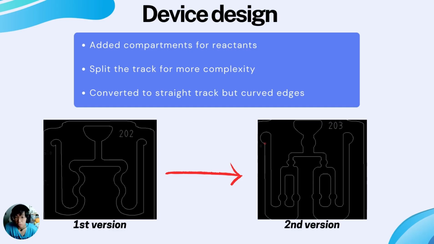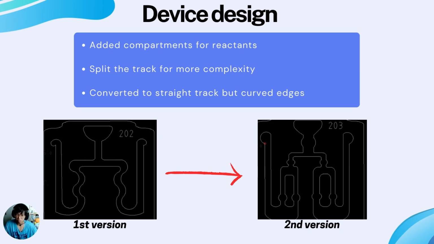In the development of a microfluidic device, we went through several design iterations to optimize functionality and performance. Starting with the first version, we identified a lack of complexity and the absence of compartments for reactants. To address this, the second version included dedicated compartments to hold reactants separately, enhancing control over mixing and reaction processes. We also split the track to allow for more tracks for separate testing, enabling multiple tests to be conducted simultaneously and improving the device's functionality.